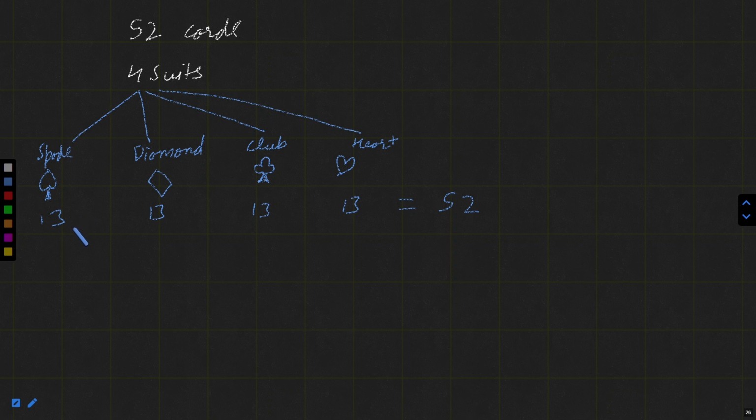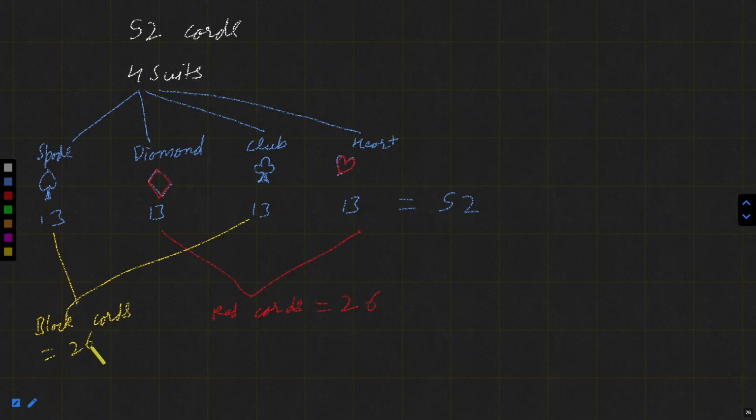Now if you see, the diamonds and hearts are red in color, so this means red cards equal 26. And for black cards, these are my black cards, so black cards also equal 26. So 26 black cards, 26 red cards, in total 52 cards, if you see from this black and red perspective.